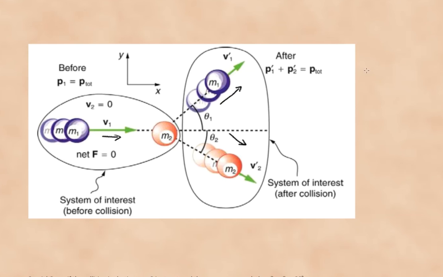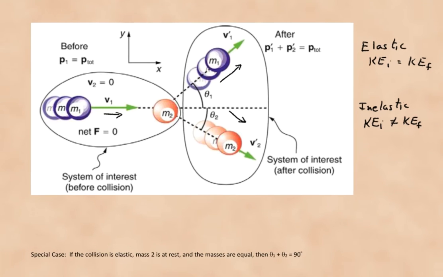Now, in the 2-dimensional collision, we still have the possibility of an elastic collision or an inelastic collision. In an elastic collision, the kinetic energy before the collision equals the kinetic energy after the collision. In an inelastic collision, the kinetic energy before the collision is different from the kinetic energy after the collision.